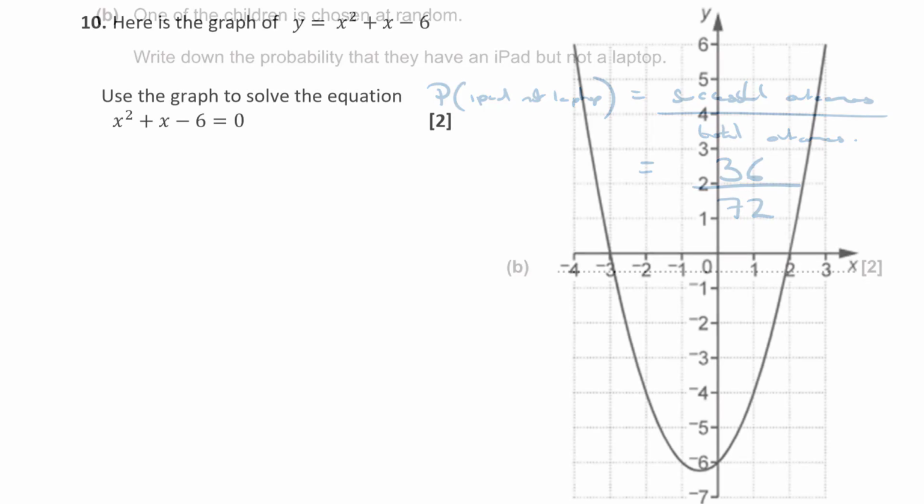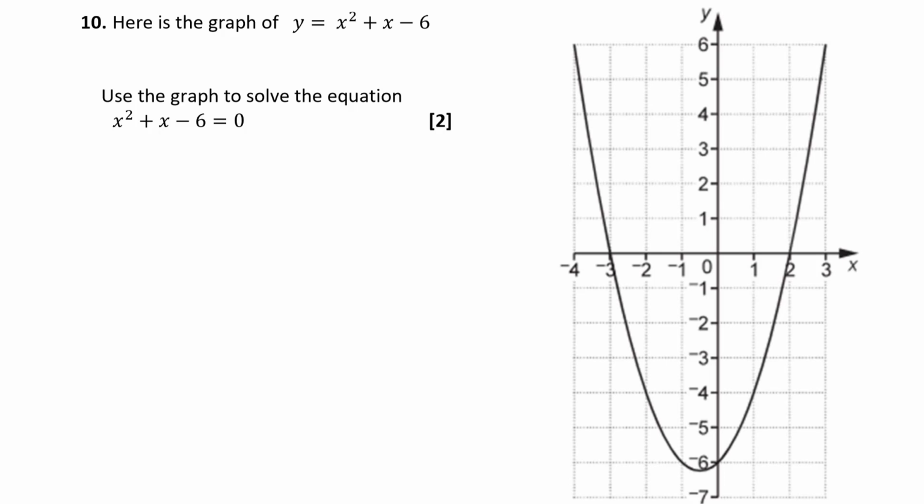Right, let's move on. Question 10. Here is the graph y equals x squared plus x minus 6. Use the graph to solve the equation x squared plus x minus 6 is equal to 0.